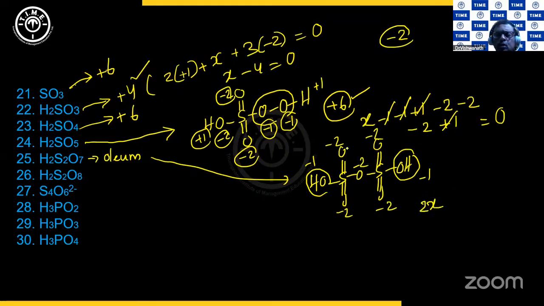How many such -2s are there? 5 such -2s and 2 -1s, and that whole thing is equal to 0, is it? Correct? So X equals 12 by 2, so +6 again.